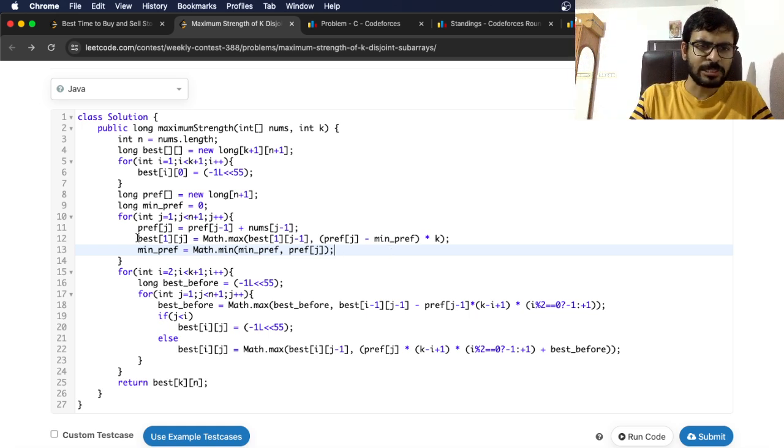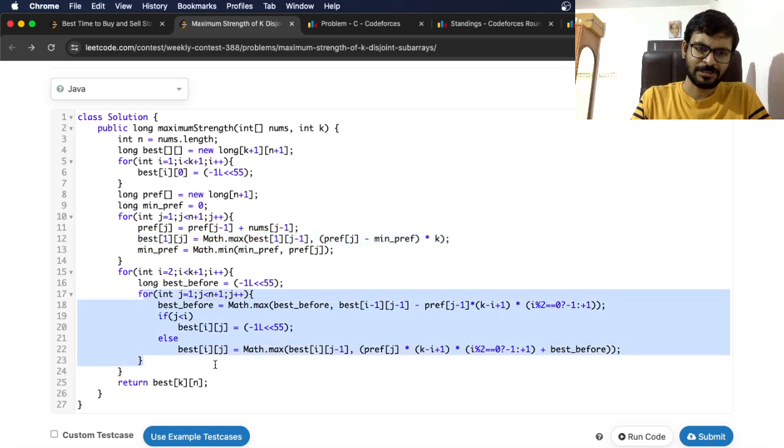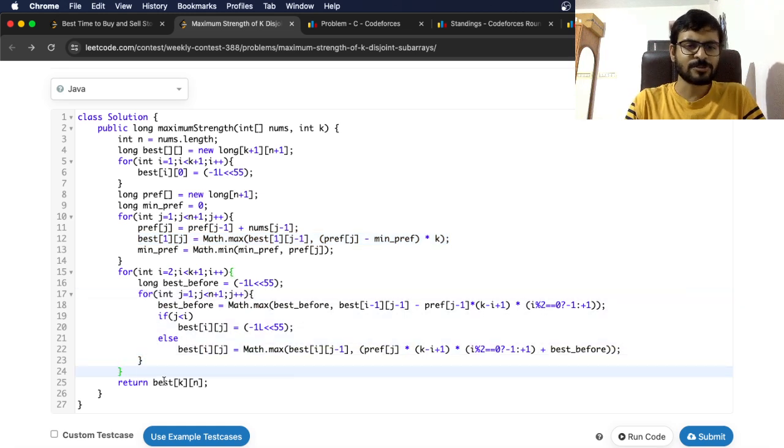But you can also pull this best thing. This is nothing but the DP state. You can pull this into this function. So that's it. Finally, you just return the last state.